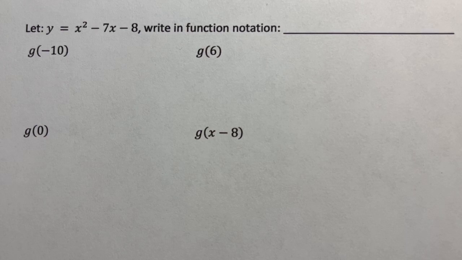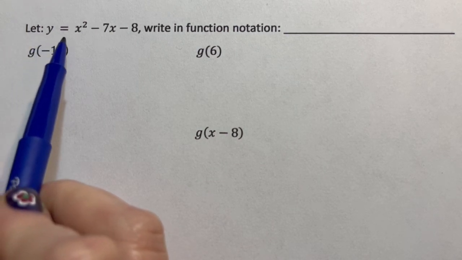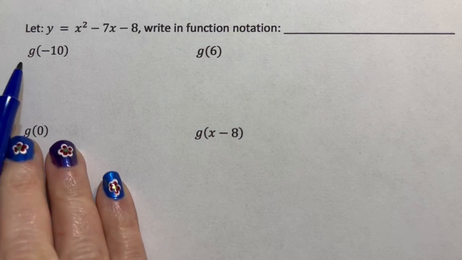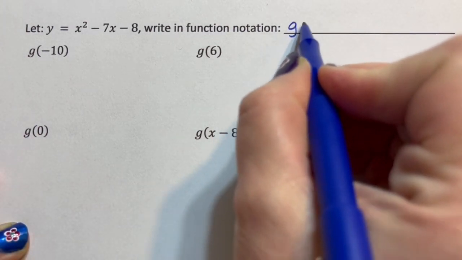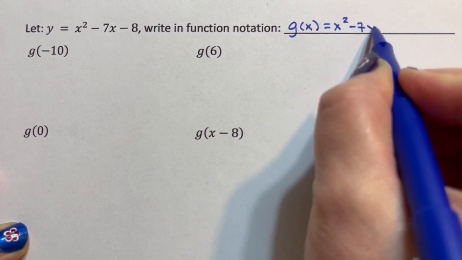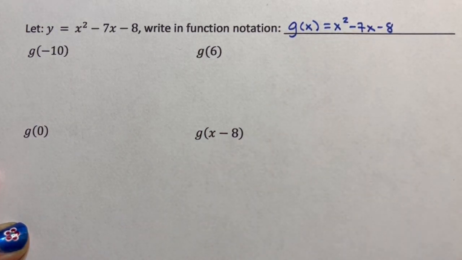Today I'm doing a series of videos on functions and function notation. In this video, I want to start off with talking about the idea of what function notation is. So traditionally we would write an equation like y equals x squared minus 7x minus 8. The thing is, function notation, and I'm going to use g of x in this case, so g of x equals x squared minus 7x minus 8 takes the y and replaces it with g of x.